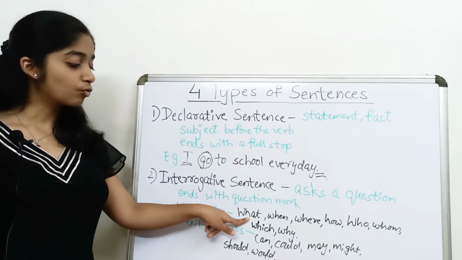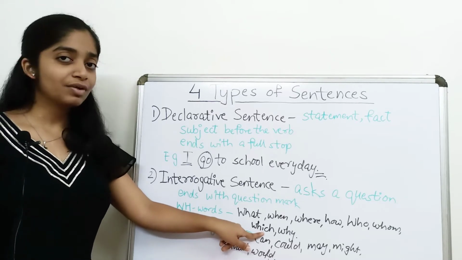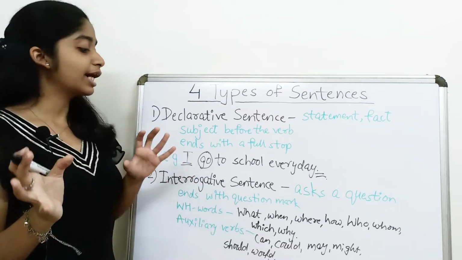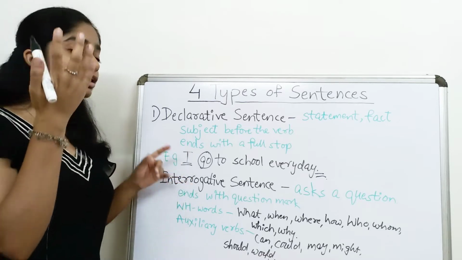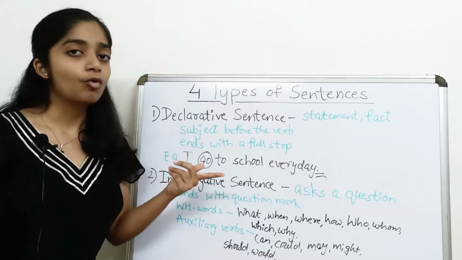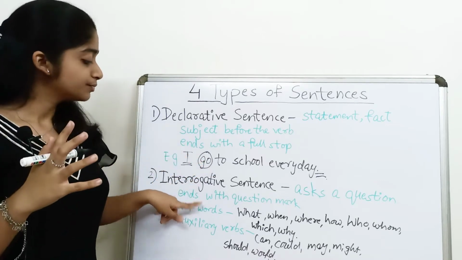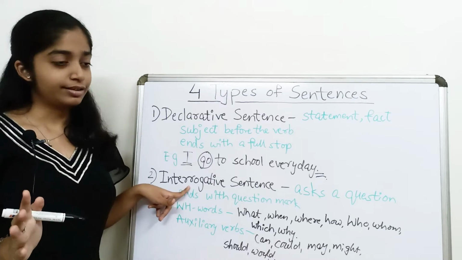So, let us have a look at an example sentence with a WH word. So, what is your name, which is your favorite color. These are the type of sentences which end with a question mark, because I'm asking a question to you. What is your name or which is your favorite color? So it will be an interrogative sentence.